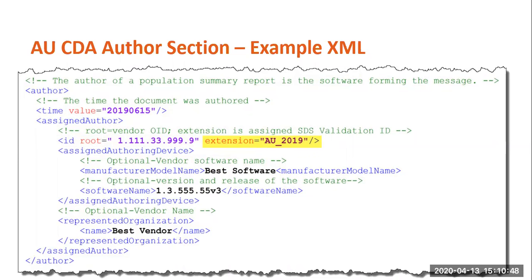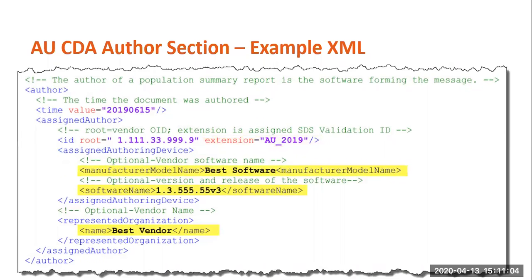I've highlighted here. As a reminder, the SDS validation ID will be provided by us, the NHSN team, to you after confirmation of successful AU SDS validation. Next slide. Vendor name, vendor software name, software version and release are currently optional fields, but having this information will streamline the troubleshooting of issues. Next slide, please.